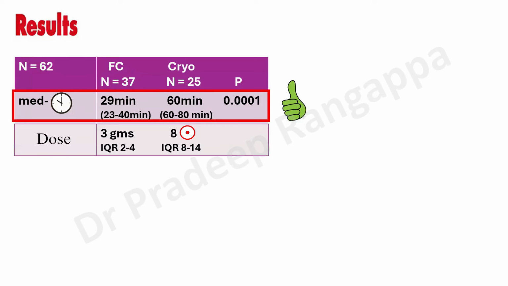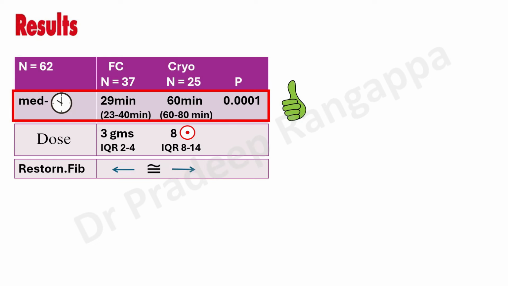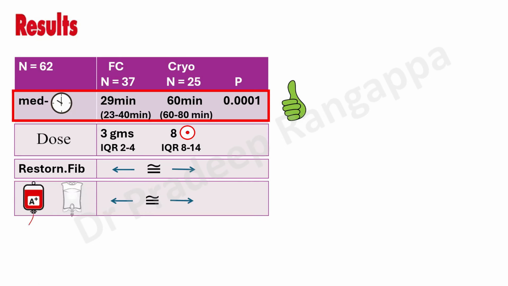And the dosage, the median dosage they used is 3 grams. As I said, 4 grams is the sort of dose that you need to keep in mind. And for cryo, they used 8 units, and the interquartile range was 8 to 14. The restoration of fibrinogen levels was similar, whether you use cryo or fibrinogen concentrate. Both were successful in replenishing the fibrinogen.